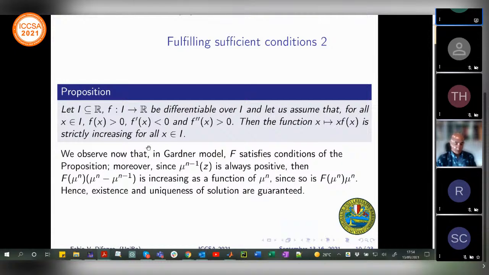Now we can prove this. We prove this in our paper by contradiction, but of course there could be many ways to prove this. And this works for us as a sufficient condition for the function mu times f of mu being increasing. So we are guaranteed that we can go on with the search of a solution, and we can apply the shooting method, hoping that the numerical convergence works, since we know that the discretized problem has a solution and it is unique.